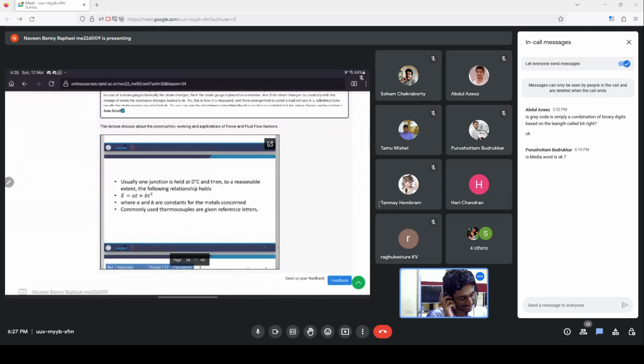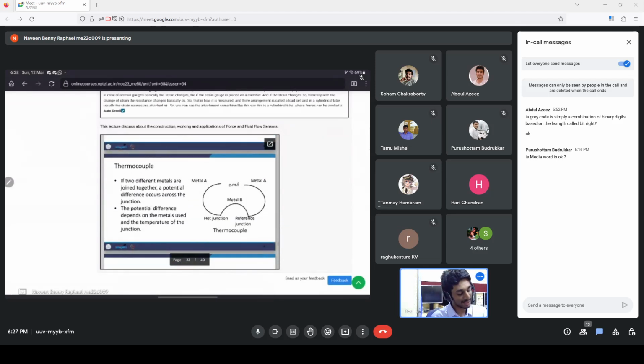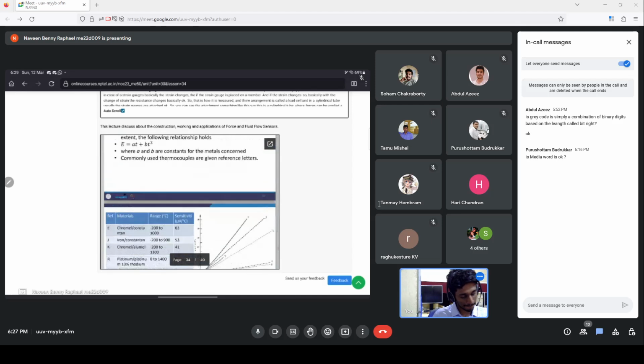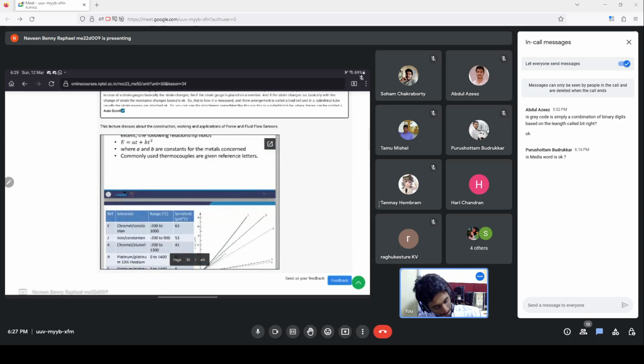Okay, so essentially, if you look here, normally the hot junction is the one you use to measure, and the reference junction is always cooler. Though it is possible to have the reference junction hotter and instead have a cold junction, essentially we normally use thermocouples for hot temperatures.